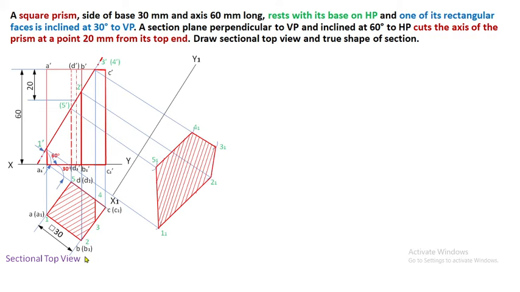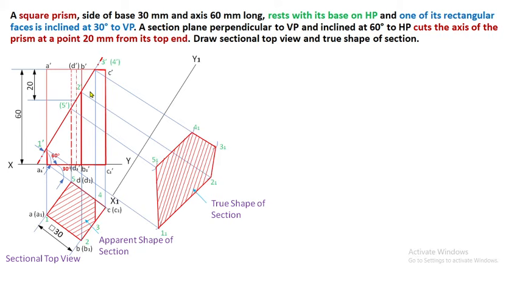Now this is the sectional top view. This is the apparent shape of section. What is the apparent shape of section? Whenever a section plane is inclined to the plane of projection, the shape obtained is not a true shape. This hatching is not a true shape. That shape is called the apparent shape of section. But this is the true shape of section.